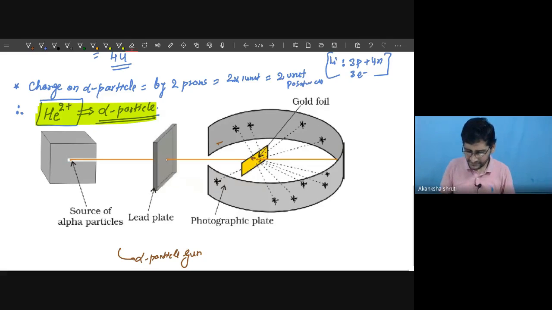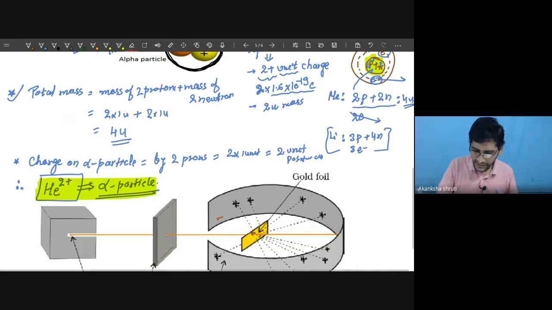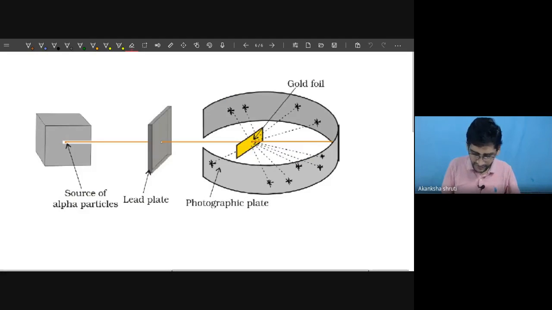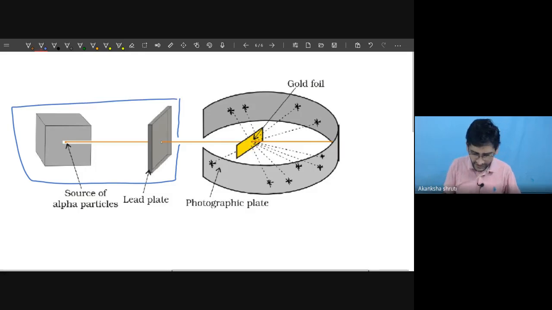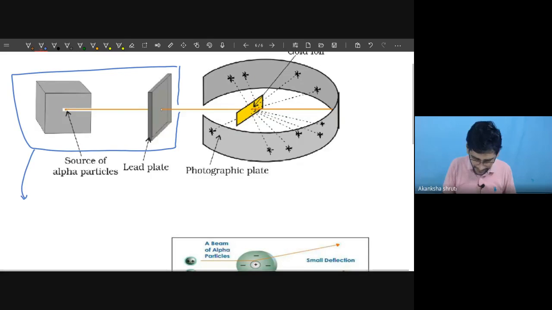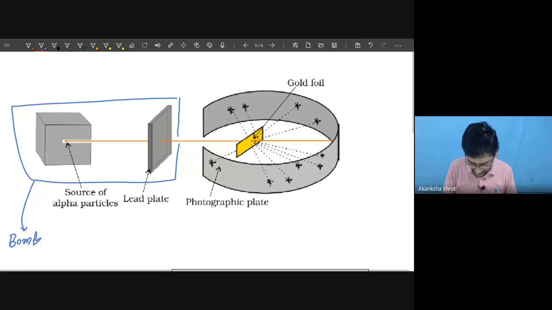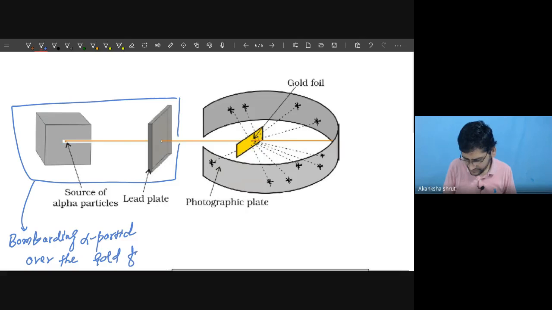Now let us understand what the observations were. Students, the same thing is also kept here, so let me rewrite something here. In this case, up to this much region is forming the setup, so this much setup is used for bombarding alpha particle over the, which one? Gold foil. This region you are getting, this is our gold foil. Okay, the yellow one is our gold foil.